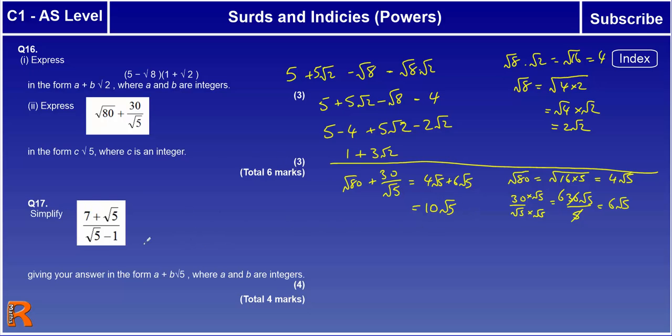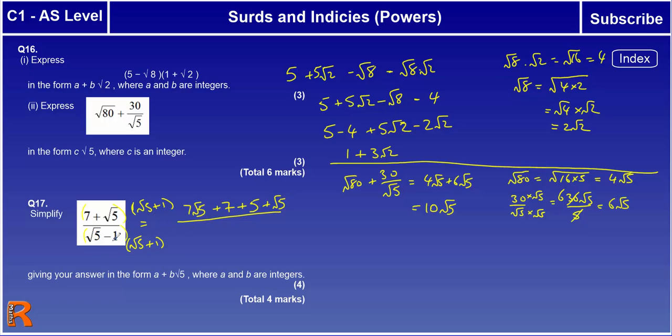Okay, simplify this one. Standard sort of one where we times the top and bottom by this root 5, and then we change the sign to plus 1. So root 5 plus 1. And that gives us 7 lots of root 5 is 7 root 5. 7 lots of 1 is 7. Root 5 times root 5 is 5, and root 5 times 1 is root 5.